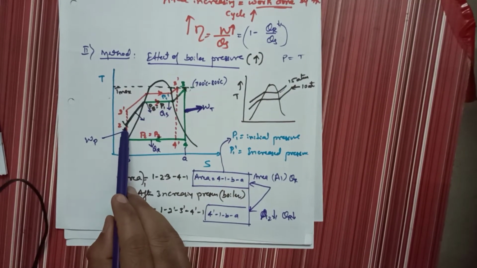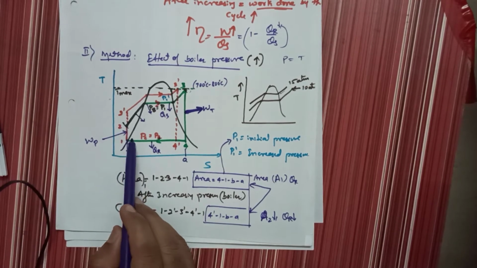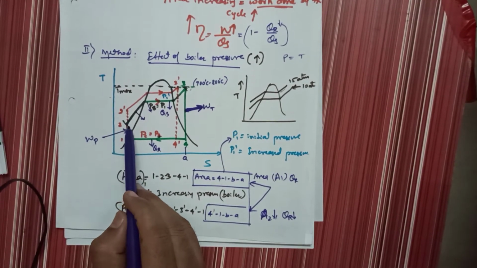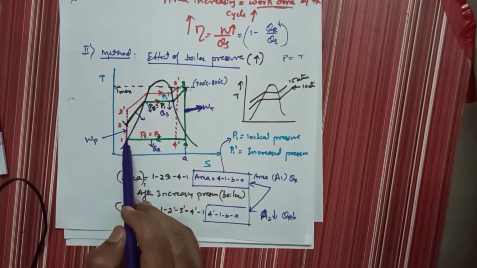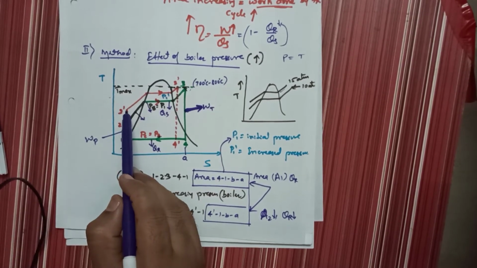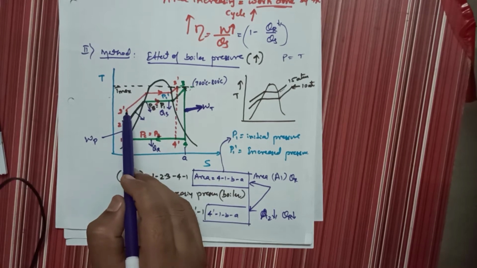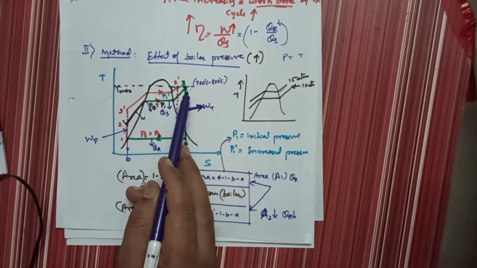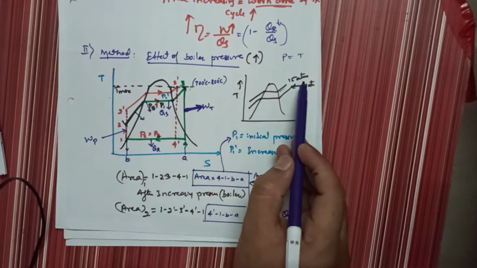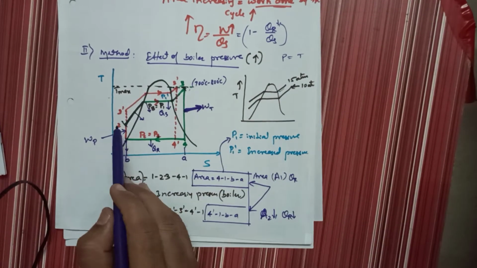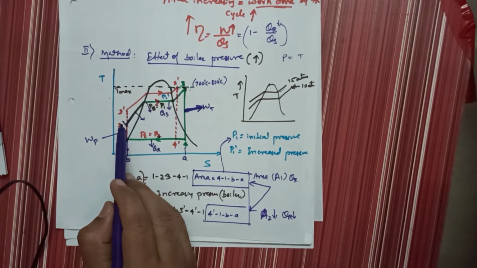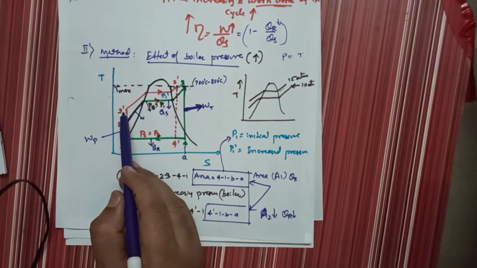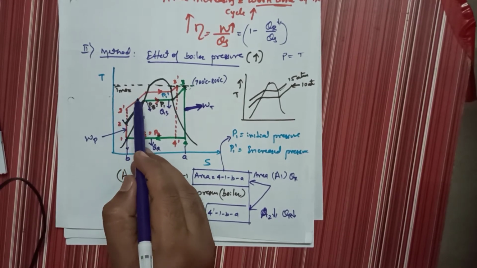So 1 to 2 is same. I am not changing the 1 to 2 process, that is work done on the pump. So 1 to 2 dash, because I am increasing the pressure. If you stop at point number 2, it will again become the previous pressure. I don't want 10 atmosphere, I need 15 atmosphere. So I have to extend the point number 2 line a little bit above, and I will get 2 dash. So 2 dash is 15 atmosphere.